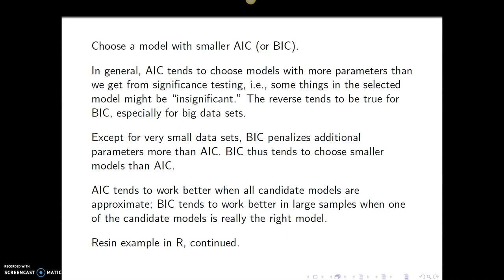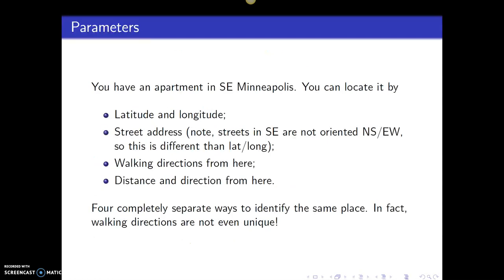AIC tends to choose models with more parameters than we would get if we just use the significance test, but the reverse is true for BIC. Okay, so I think taking both into account is a really good rule of thumb, and we'll take a look at these again in class for some applied examples.